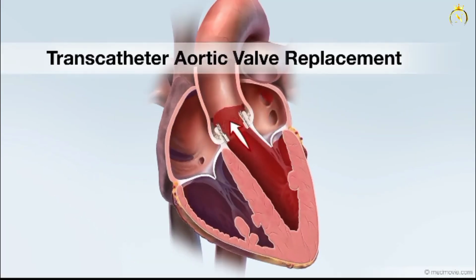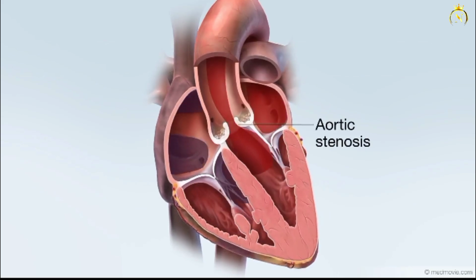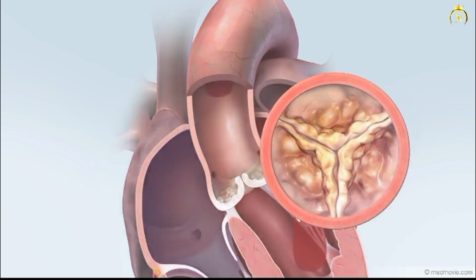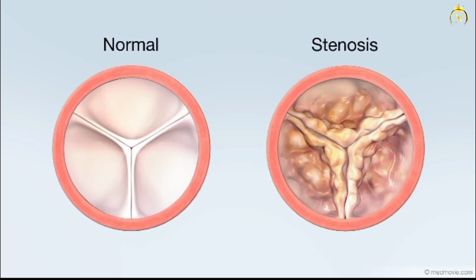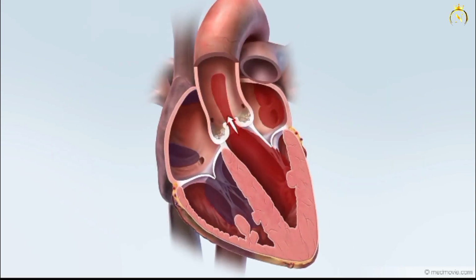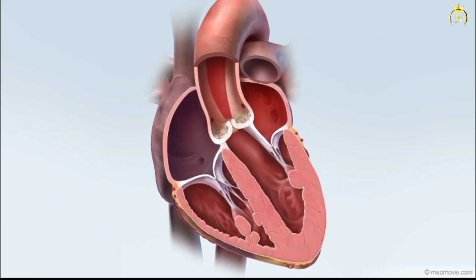Transcatheter aortic valve replacement. In this video, we are discussing in detail the TAVR, or transcatheter aortic valve replacement. In that name only, the aortic valve is there. Our body gets oxygenated blood from the heart through the aortic valve, from the left ventricle.